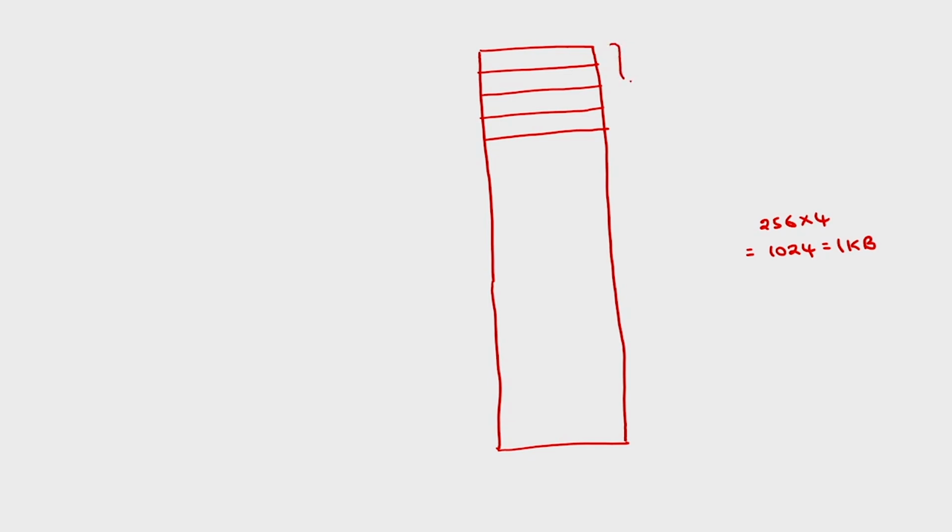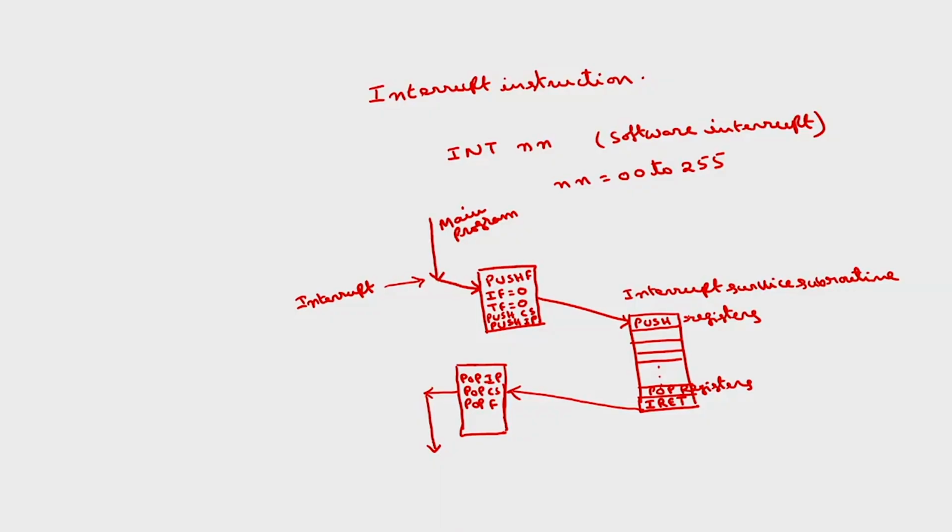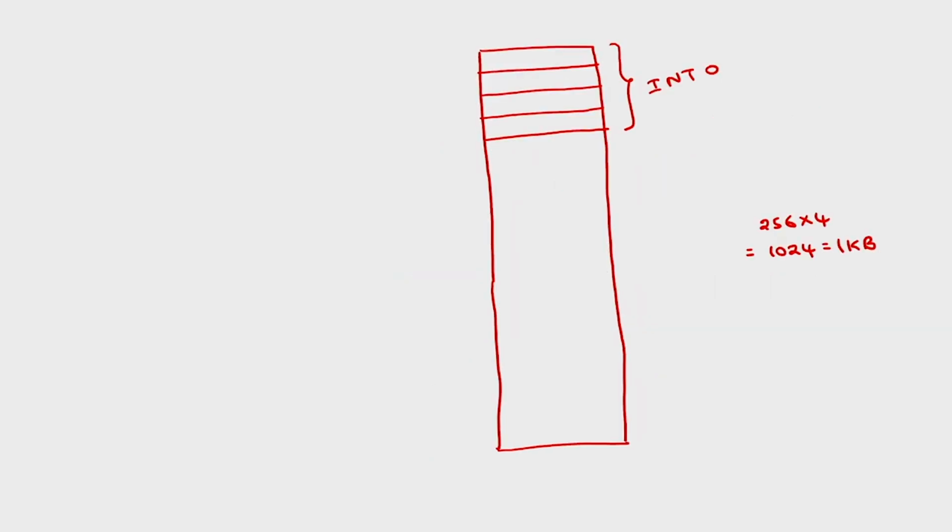These 4 locations are for type 0, INT 0. Whenever INT 0 is executed, the contents of the code segment and instruction pointer will be saved onto the stack. Now what will be taken into the code segment and instruction pointer? What will be the address of the starting point of the routine, and what will be the segment register? To find that out, these 4 locations will be used.